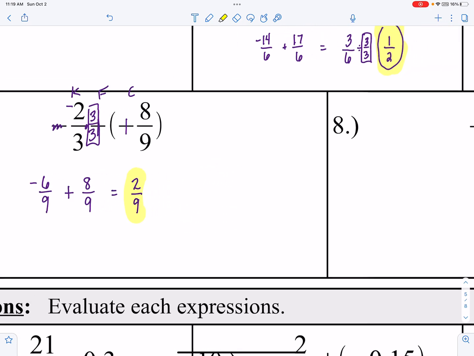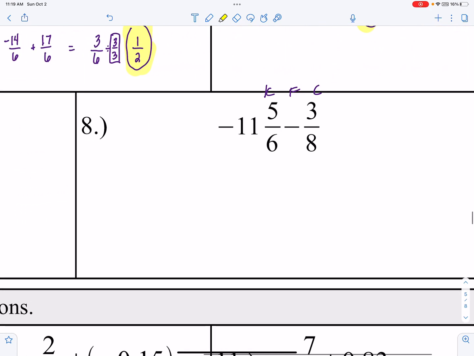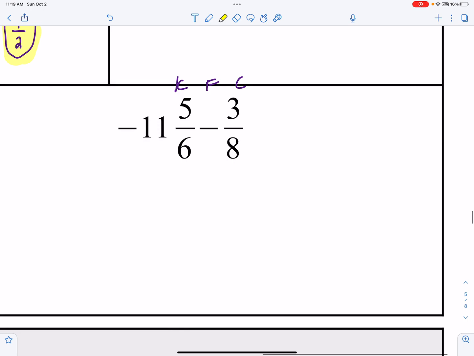Okay, all right. Let's go ahead over to number 8. I can see it's a subtraction. So I'm going to go ahead and quickly KFC this. Okay, now that we've done KFC, I can go ahead and think about what I want to do here. Okay, so I can't easily turn 5/6 and 3/8 into decimals.